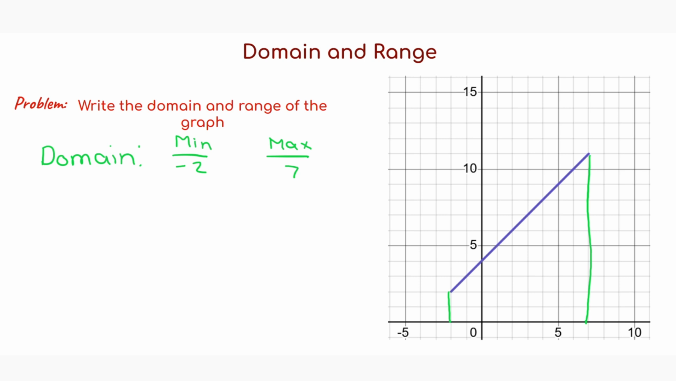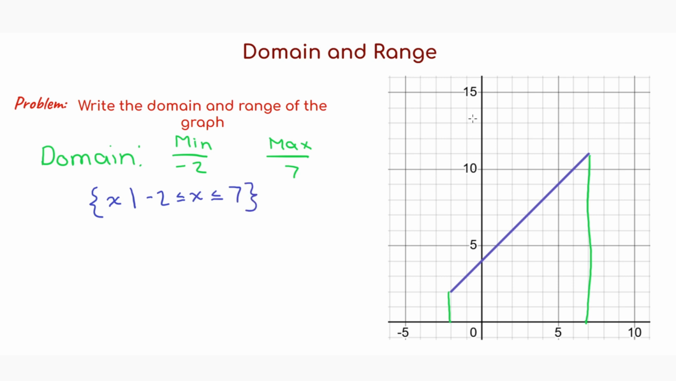So now we can write down the domain using set notation, which looks like this. X such that x is -2, which is less than or equal to x, which is less than or equal to 7.